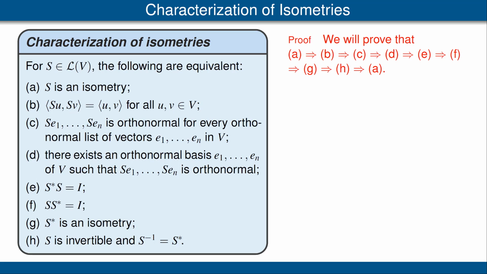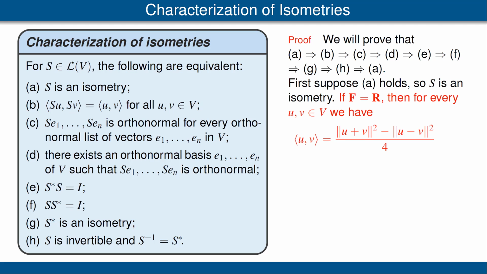Now let's discuss the proof for this result. We'll prove that all of these items are equivalent by the chain of implications that you can see in front of you, starting with A implies B, implies C, etc., ending up with H implies A. So let's begin. First, we'll suppose that A holds, meaning that S is an isometry. Strangely, this proof breaks into two cases depending upon whether the scalar field is real or complex. Let's look at the real case.